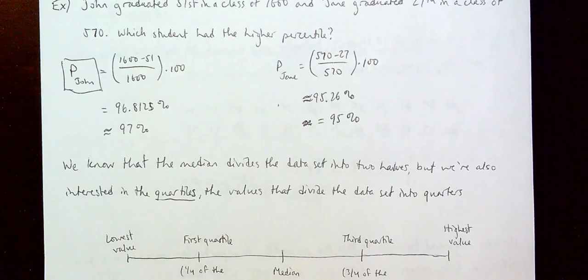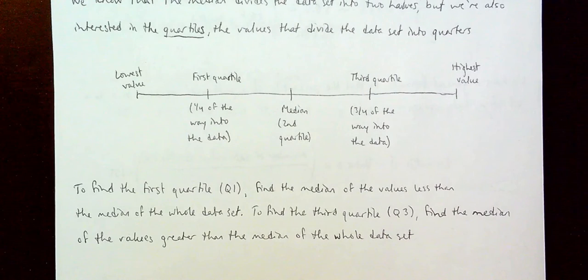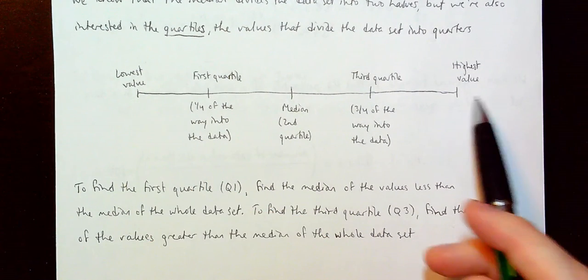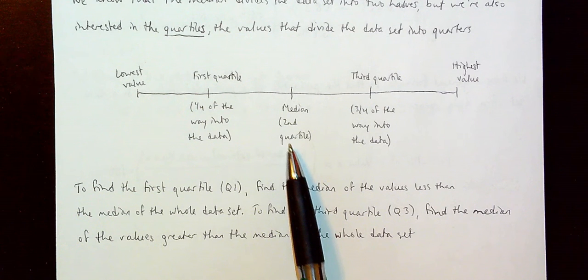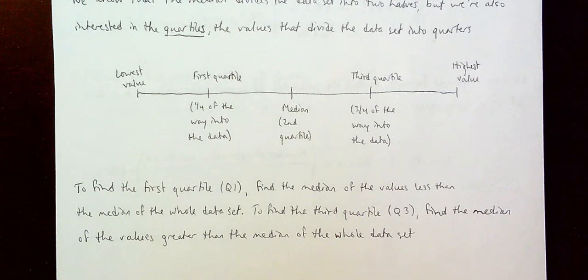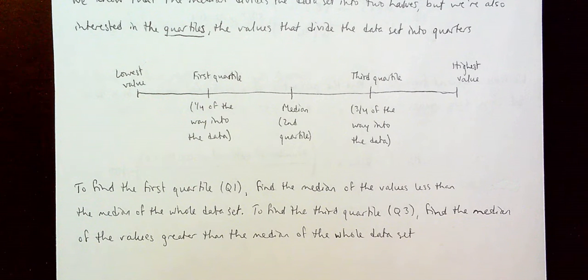So in your overall set of data, again, typically we'd have this ordered from smallest value to greatest value. We have the smallest value on one end, and the greatest value on the other. We said we have the median, which essentially splits that entire set of data in half. But now we have these quartiles, the first quartile and the third quartile.